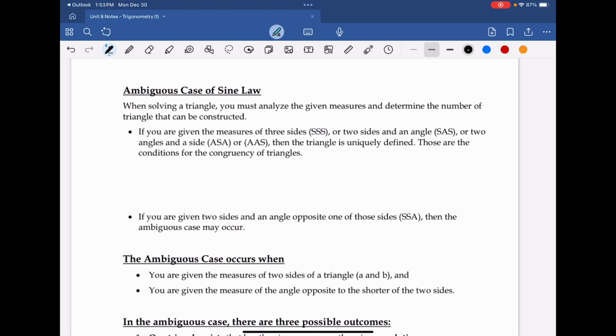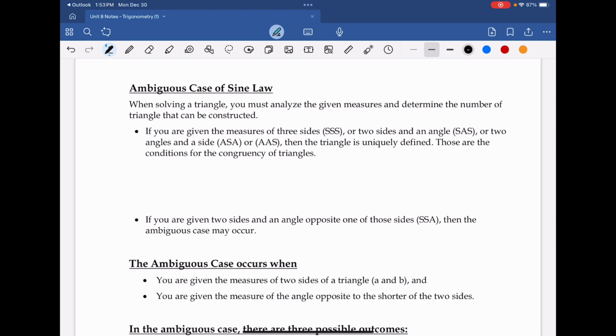So when we talk about the ambiguous case of sine law, we need to do a bit of an analysis originally. First and foremost, if you were given measures of 3 sides (side, side, side), or 2 sides and an angle, or angle, side, angle, or angle, angle, side, then the triangle is uniquely defined. Those are the conditions for congruencies of triangles.